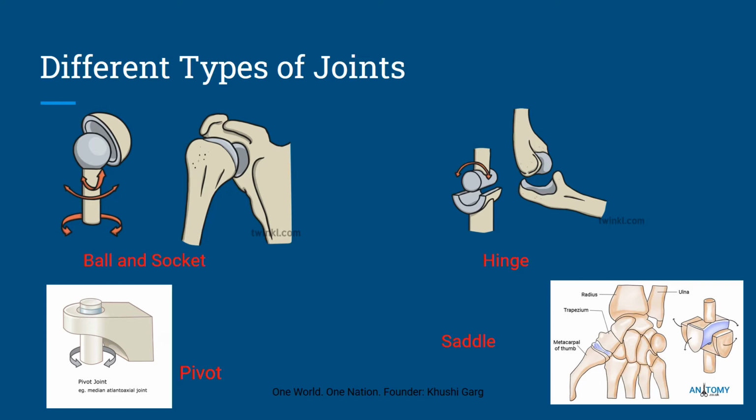You can see how this is different from the ball and socket, both in the form and the function. What I mean by form and function: form refers to how the bones actually look, and function is how they're able to move.